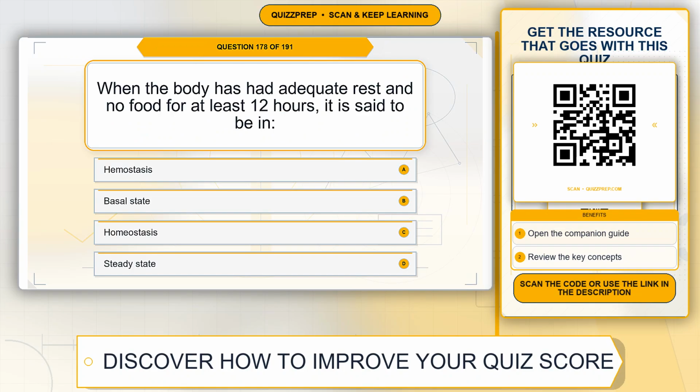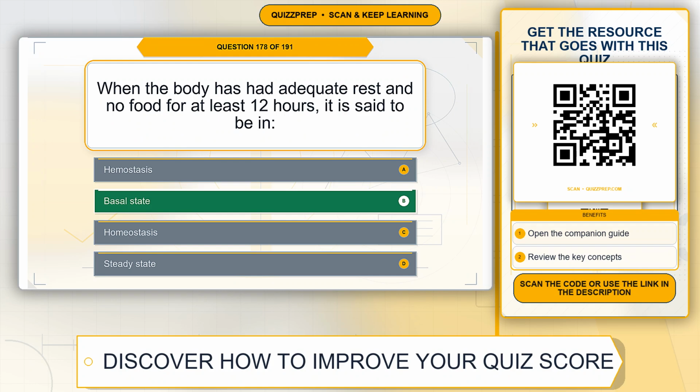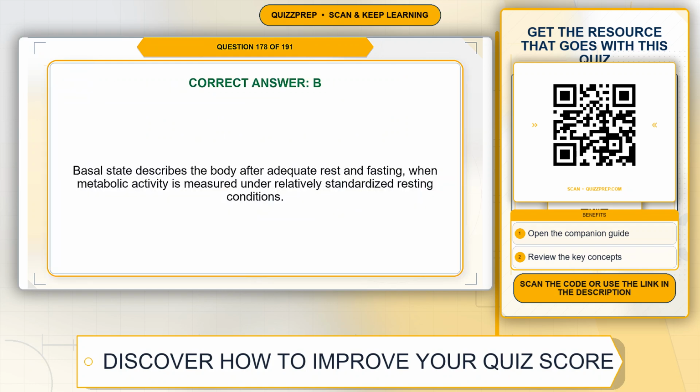Question 178. When the body has had adequate rest and no food for at least 12 hours, it is said to be in: Option A, hemostasis. Option B, basal state. Option C, homeostasis. Option D, steady state. The correct answer is option B, basal state. Explanation. Basal state describes the body after adequate rest and fasting, when metabolic activity is measured under relatively standardized resting conditions.